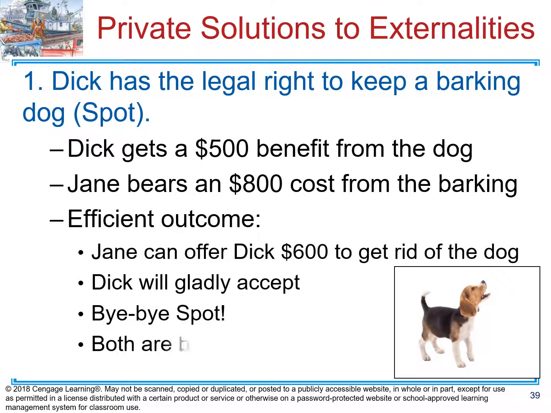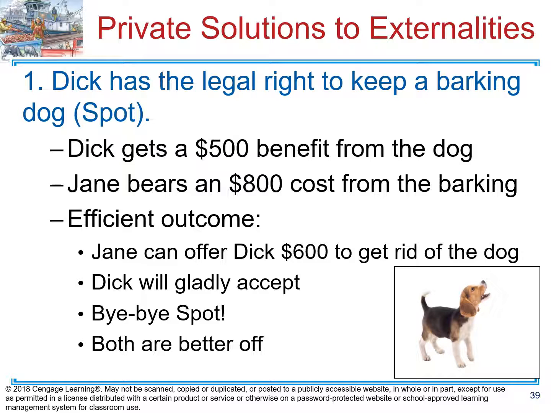Consider, Dick has the legal right to keep a barking dog, Spot. Dick gets a $500 benefit from the dog. Jane bears an $800 cost from the barking. For an efficient outcome, Jane can offer Dick $600 to get rid of the dog. Dick will gladly accept. Bye, Spot, and both are better off.